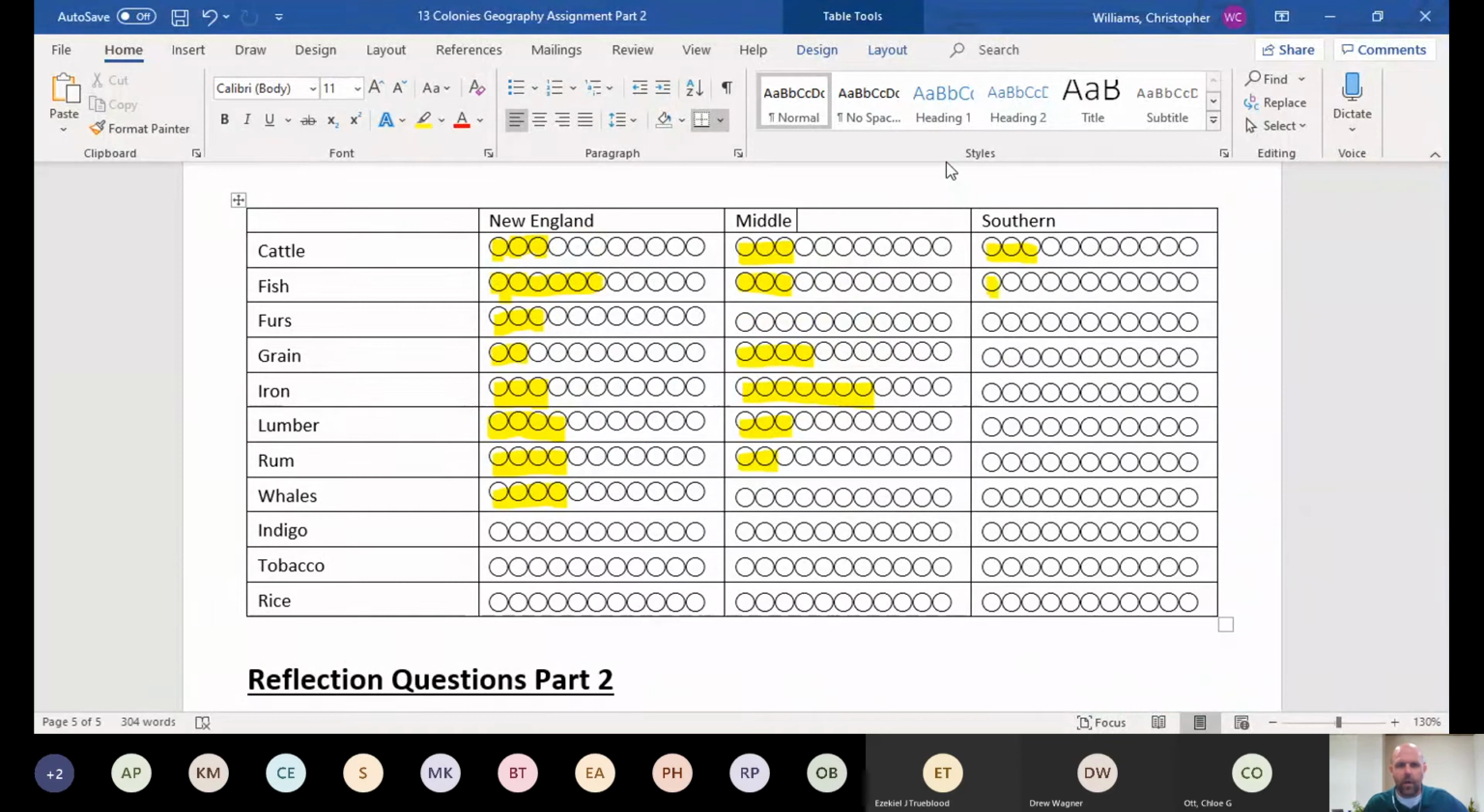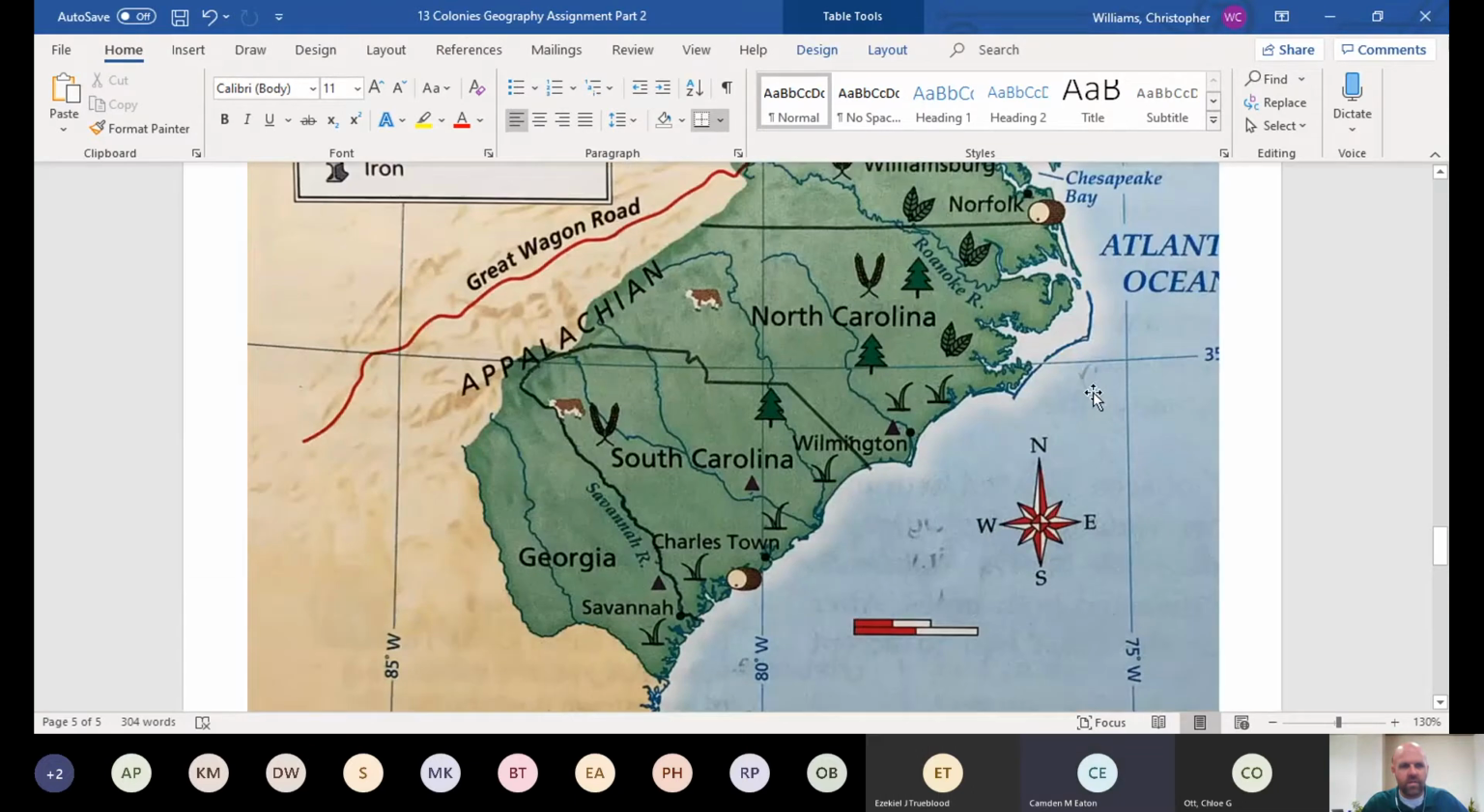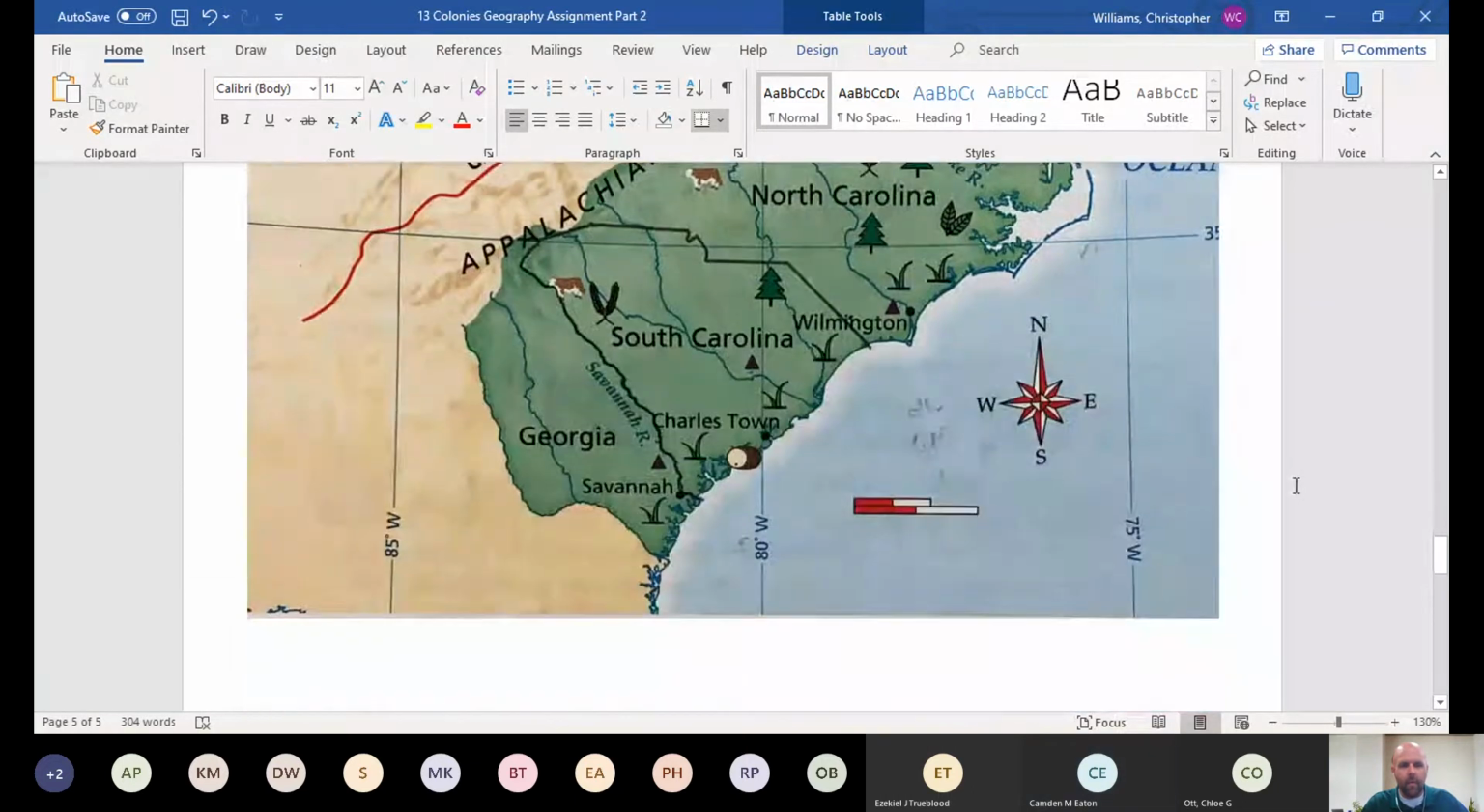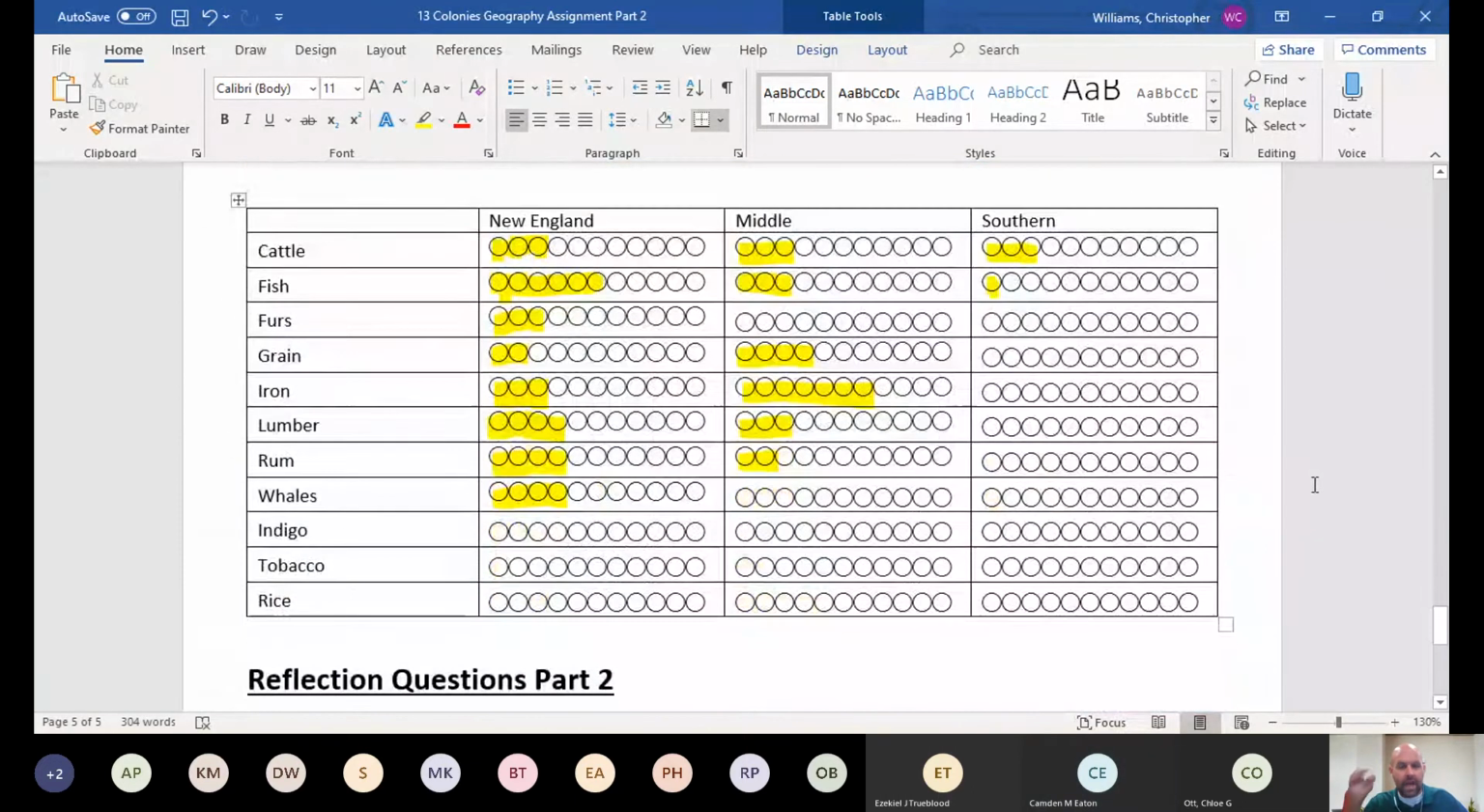Okay. Furs. Anything for furs? No. Yep. You don't see the icon on the map. All right. Part of the reason we don't see furs in the South is because they don't have the wide, vast forests and trees that you would see in the North. Especially New England. What about grain?